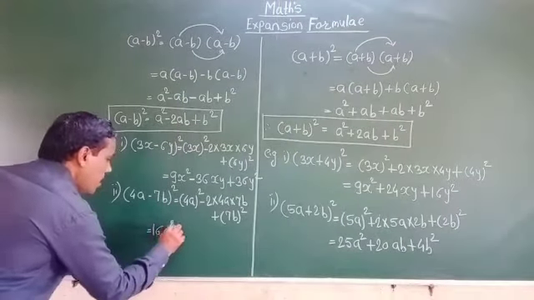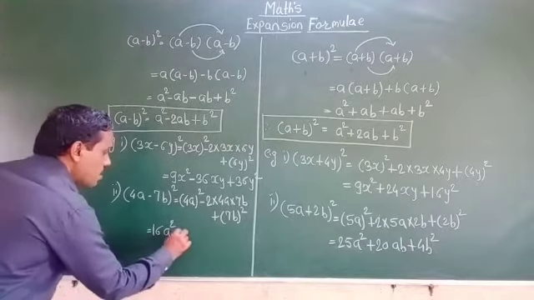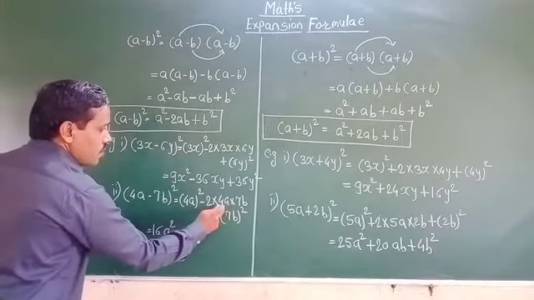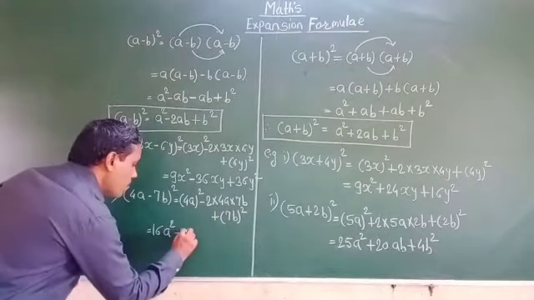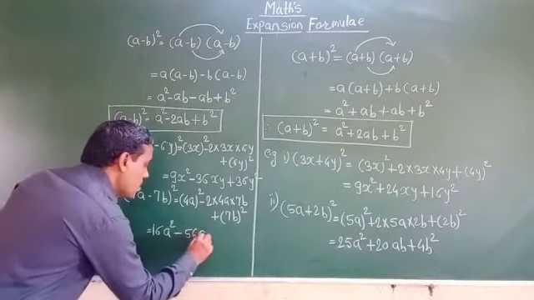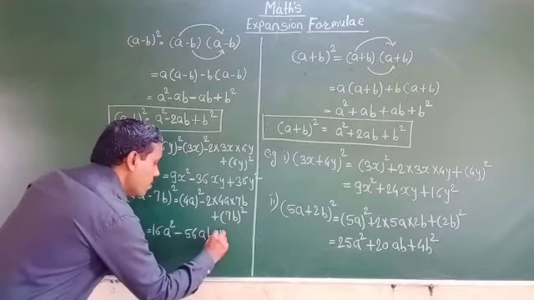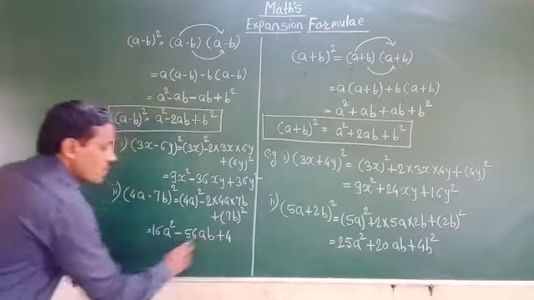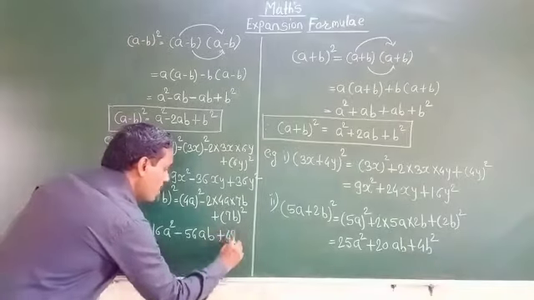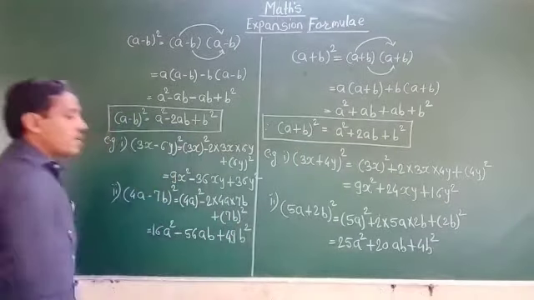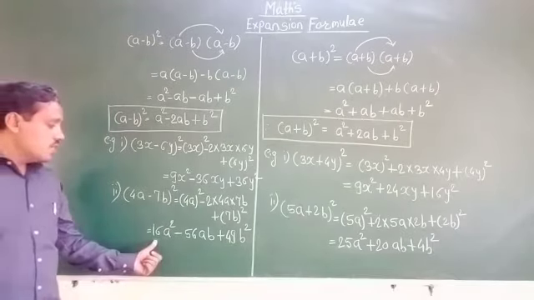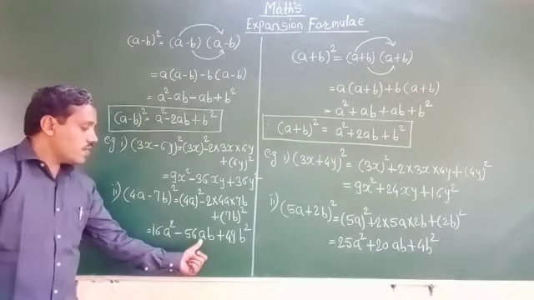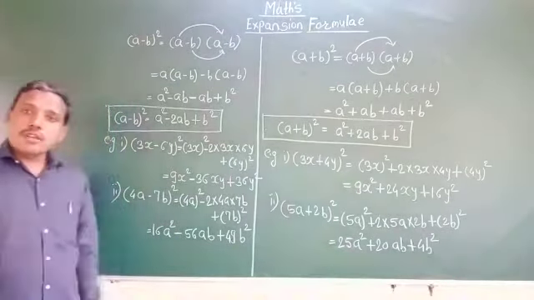16a square minus, 7 4s are 28, 28 2s are 56ab, plus what is the square of 7? 49b square. The expansion of (4a minus 7b) square is 16a square minus 56ab plus 49b square.